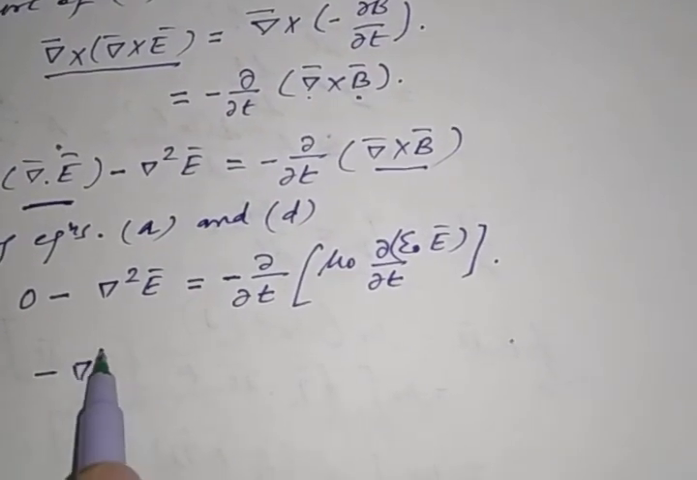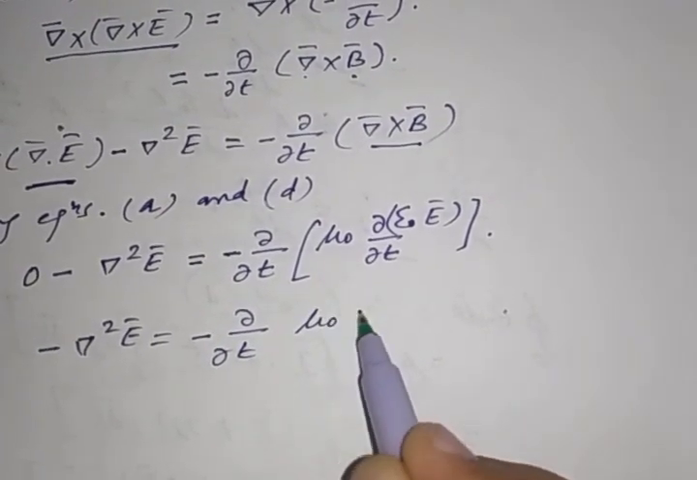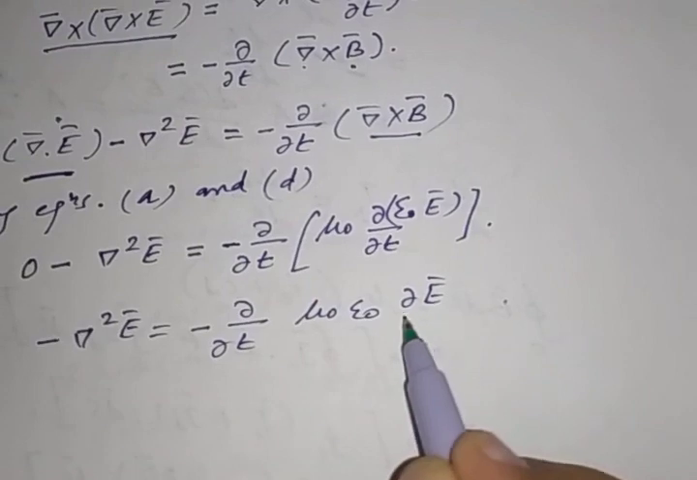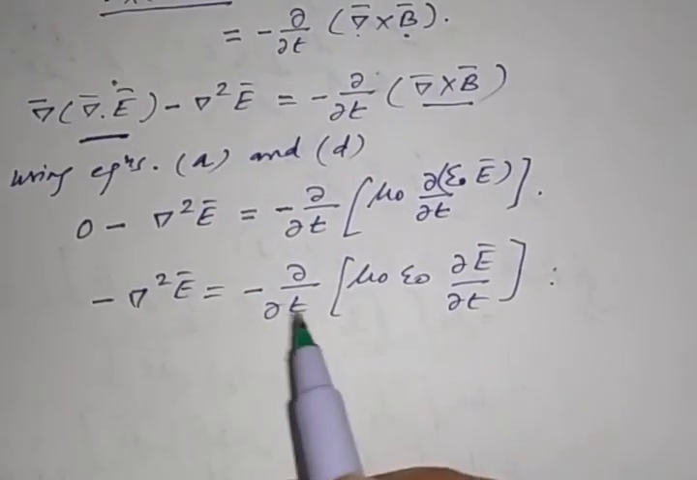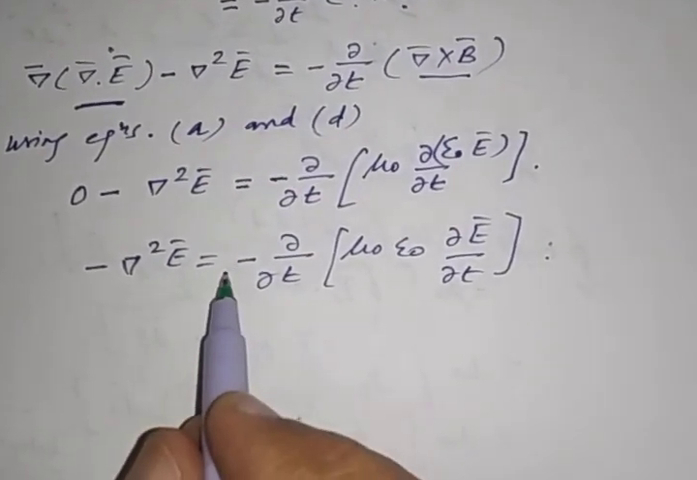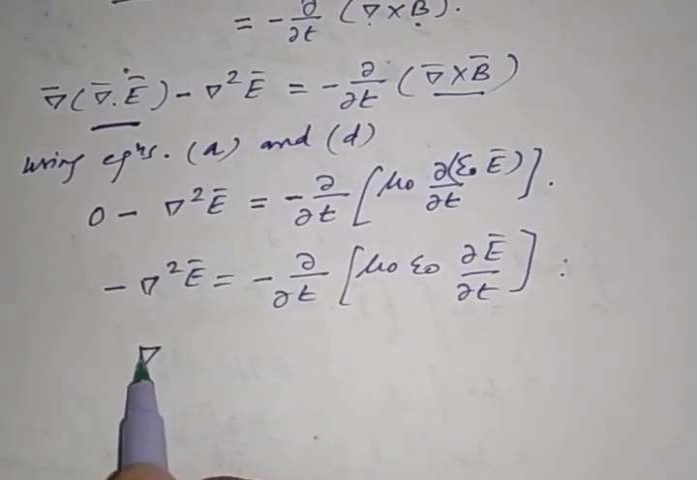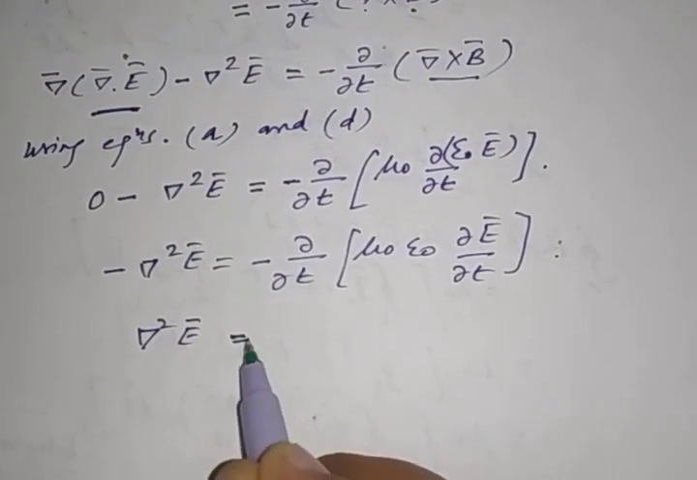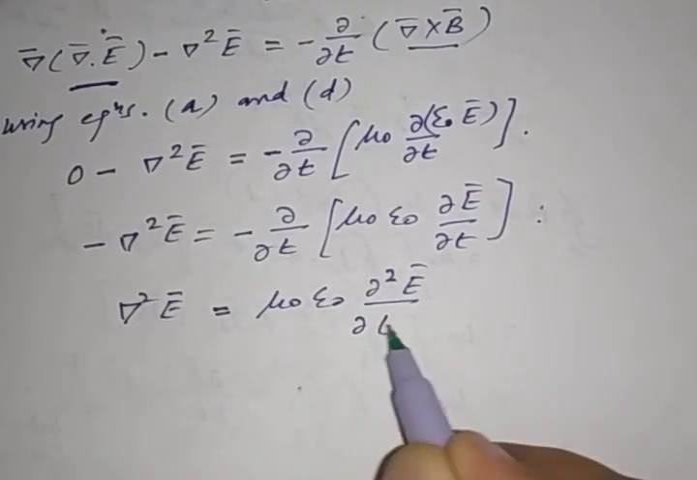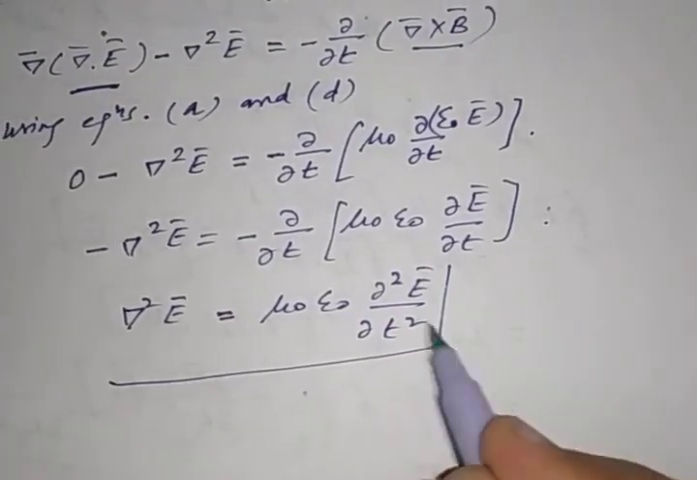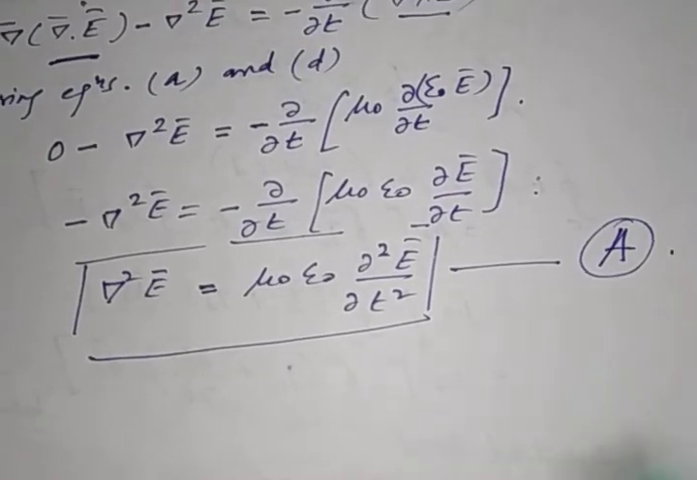So minus del 2E is equal to minus del by del T mu naught epsilon naught del E by del T. So this is the value we got over here. The negative sign will be cancelled out and this differentiation will go inside. So the value will be del 2E is equal to mu naught epsilon naught del 2E by del T square. So this is the first equation in terms of electric field we got. You can say like A equation.